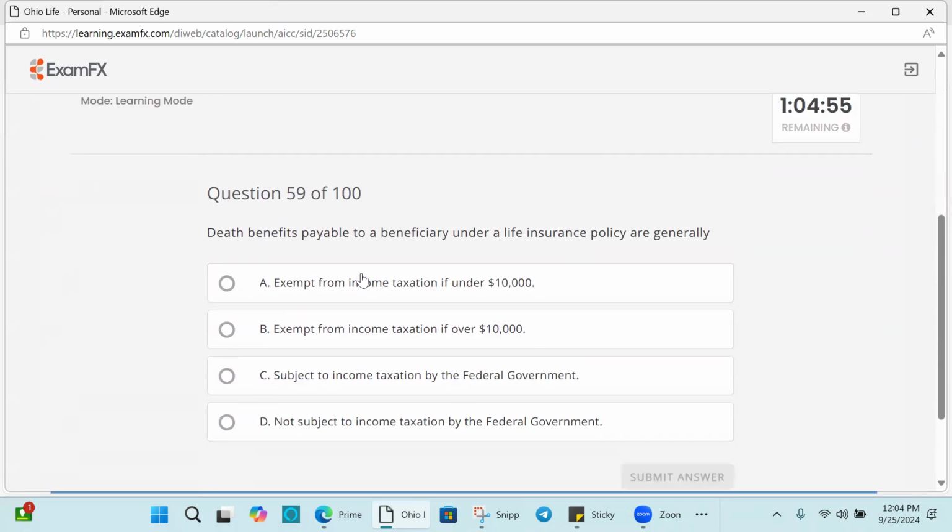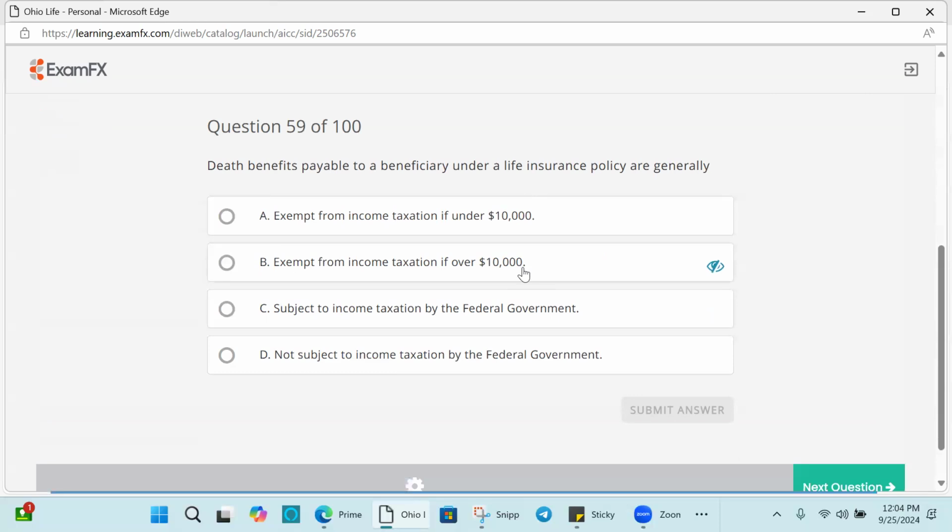That question was very easy. It's verbatim in the book. It comes directly from the book. Death benefits payable to a beneficiary under a life insurance policy are generally exempt from income taxation if under $10,000, exempt from income tax if over $10,000, subject to income taxation by the federal government, or not subject to income taxation by the federal government.